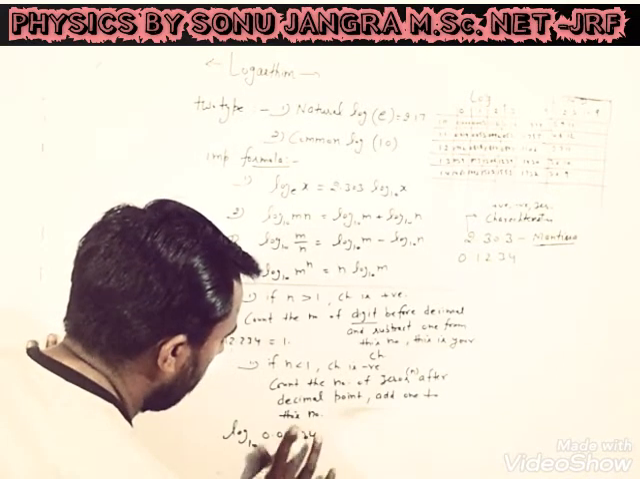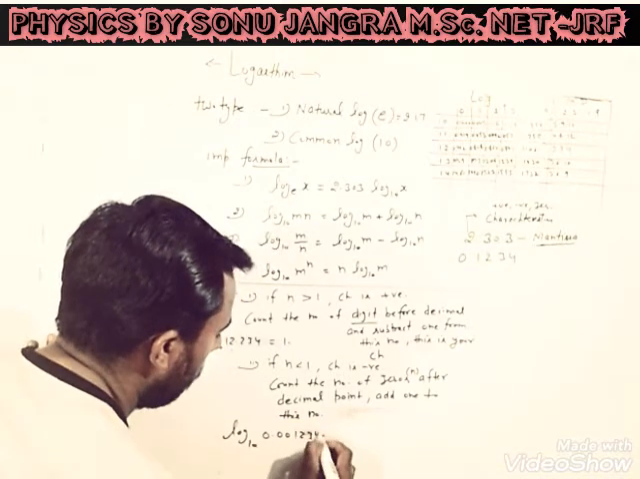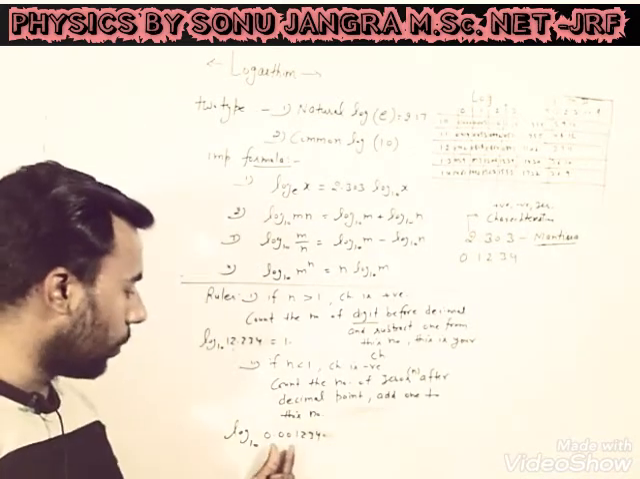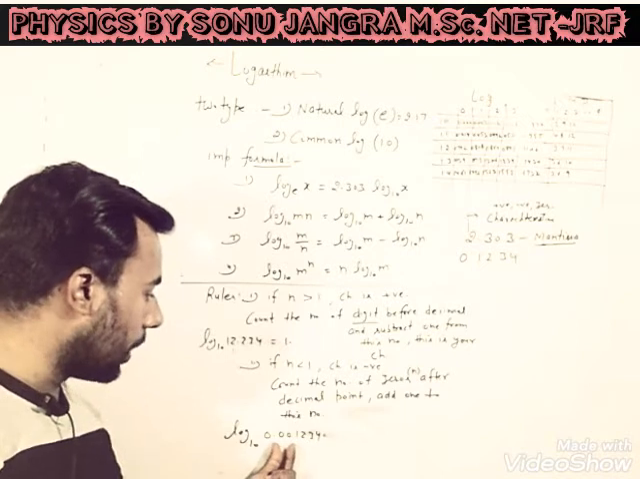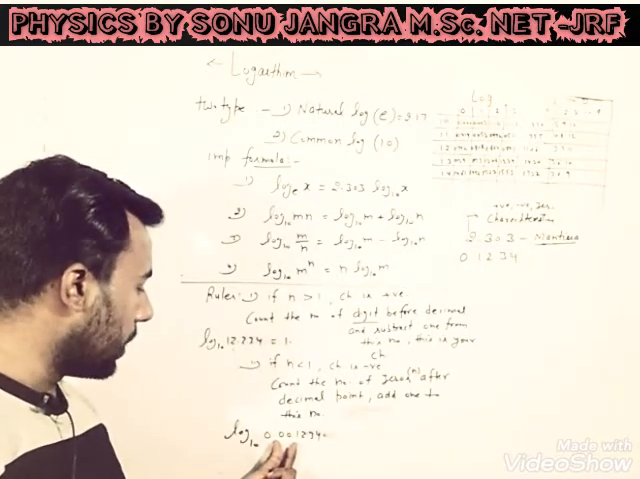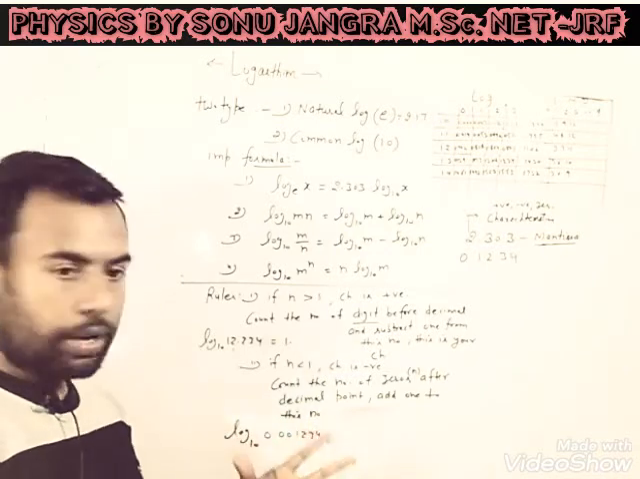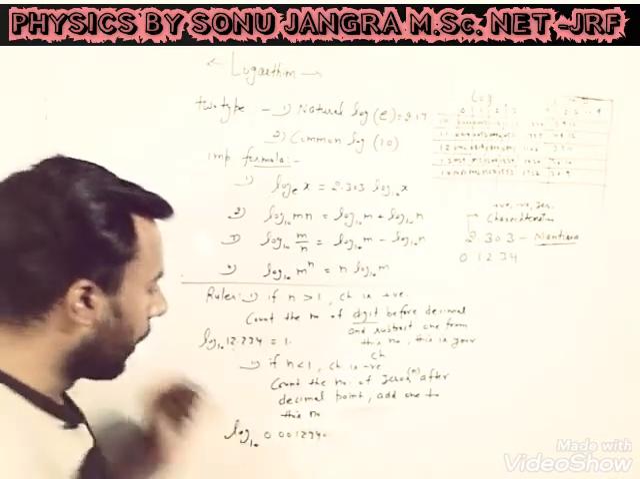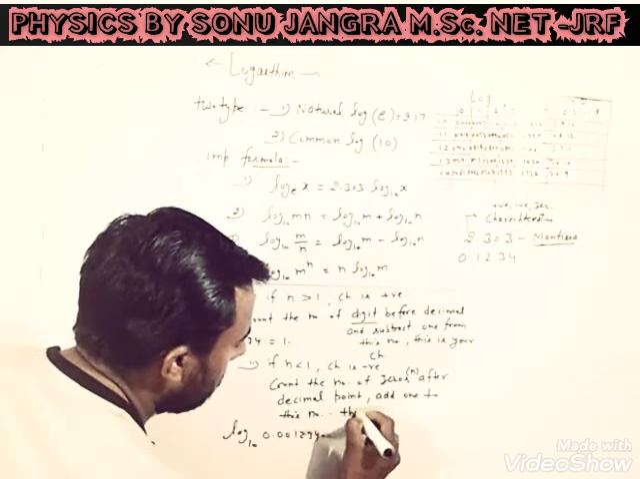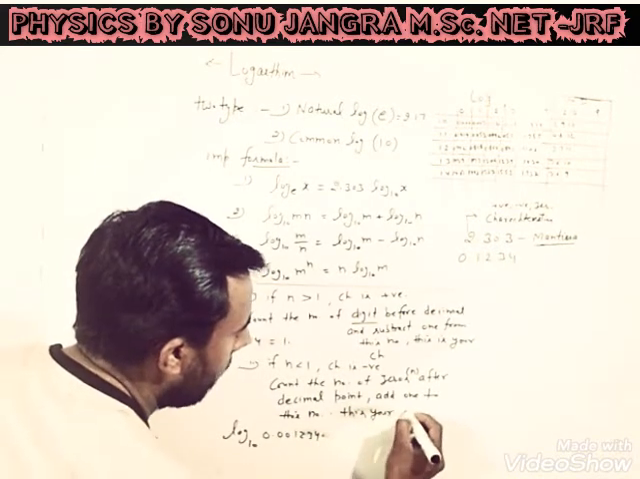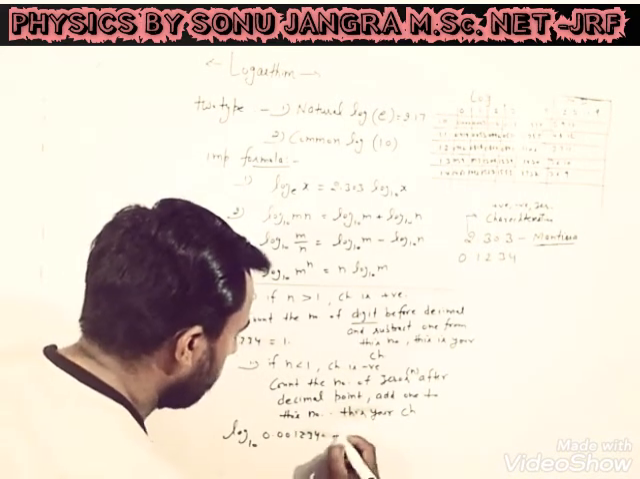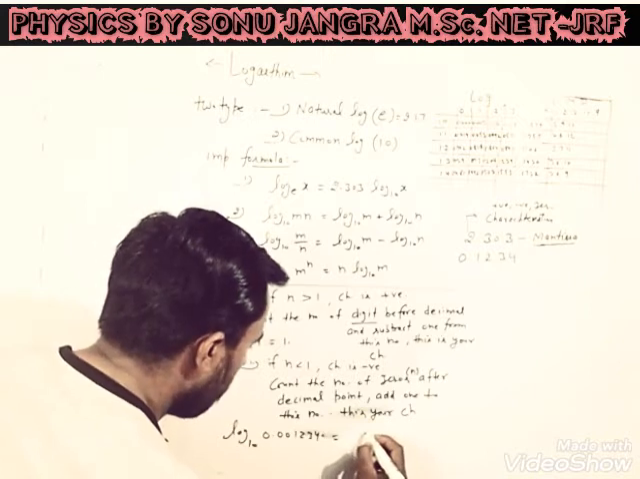0.001234. So how many zeros are after the decimal? There are 2 zeros after the decimal, so add 1 to this number. This is your characteristic. So what is the characteristic of this number?